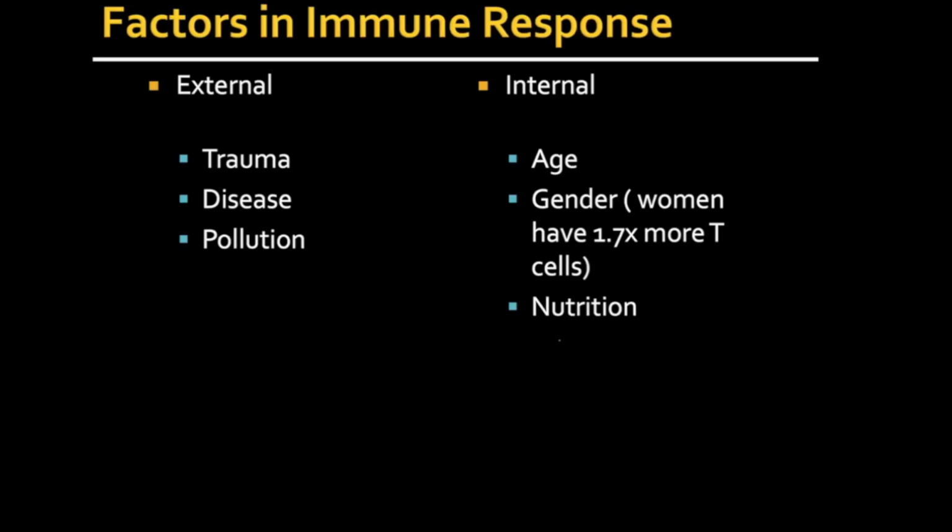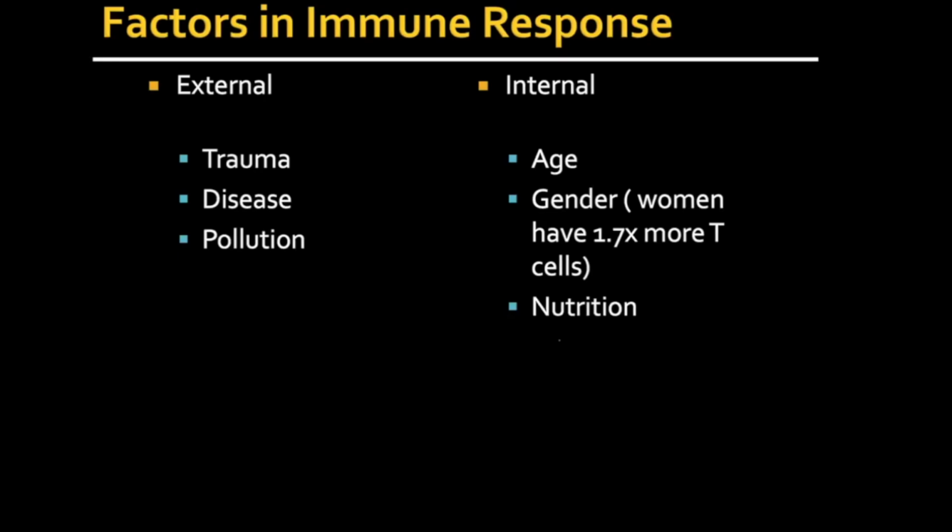Here are some factors in a general immune response. You have two categories, external and internal. External would be what caused this problem. Was it trauma? Was it a disease? Was it pollution? And internal factors would be the patient's age.